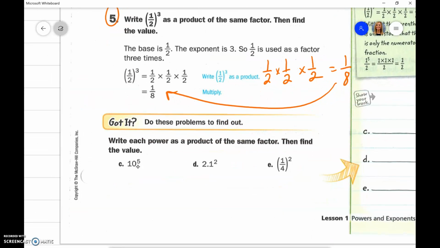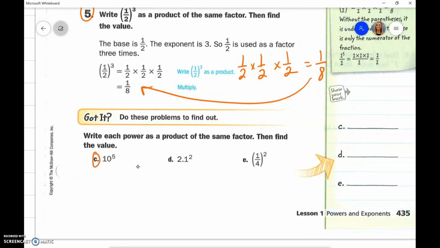All right, let's do some practice together. Let's take a look at C. 10 to the 5th power really means we're going to write each power as the product. So we're going to write 10 times 10 times 10 times 10 times 10. So we're going to actually write it 5 times. And when we take 10 times 10 times 10 times 10 times 10, we know we're going to get 1, and we're going to get 1, 2, 3, 4, 5 zeros. So 100,000.